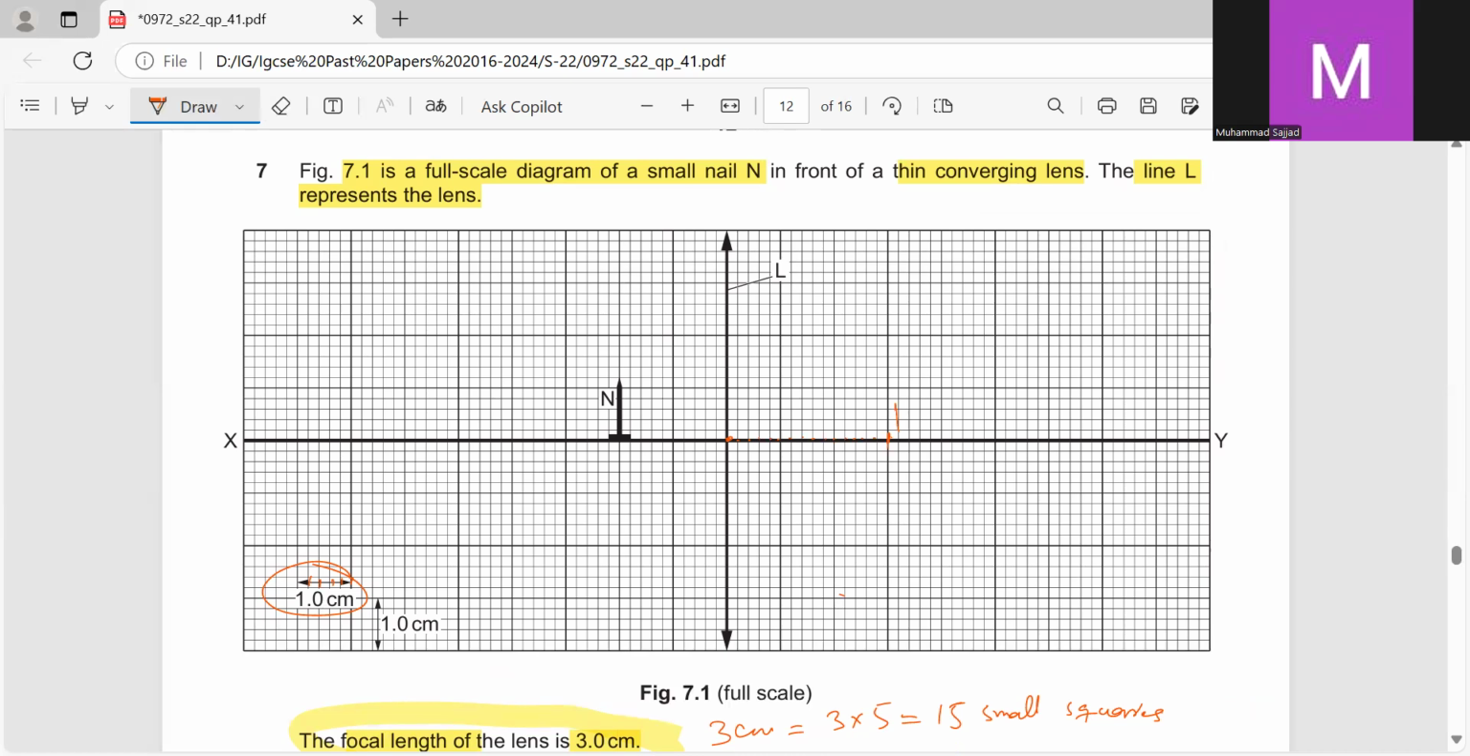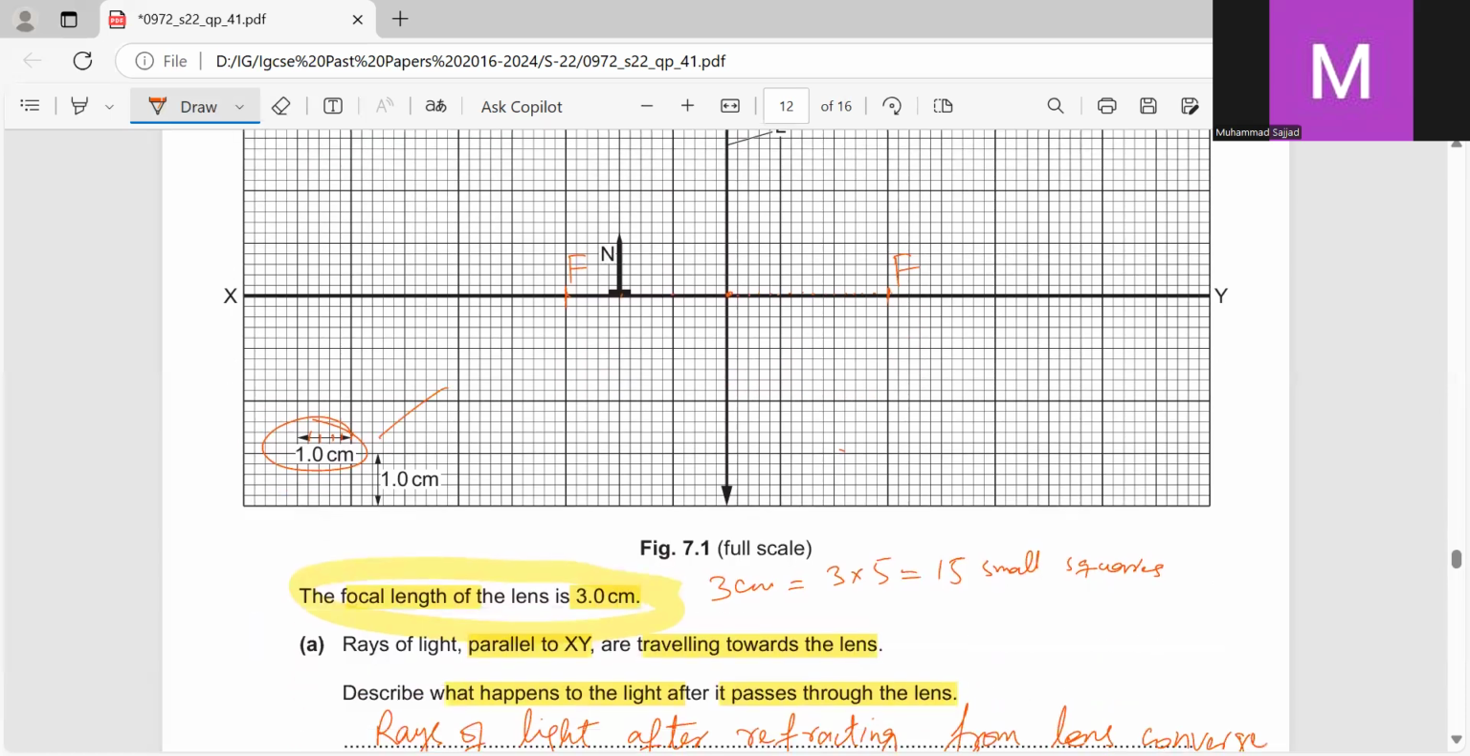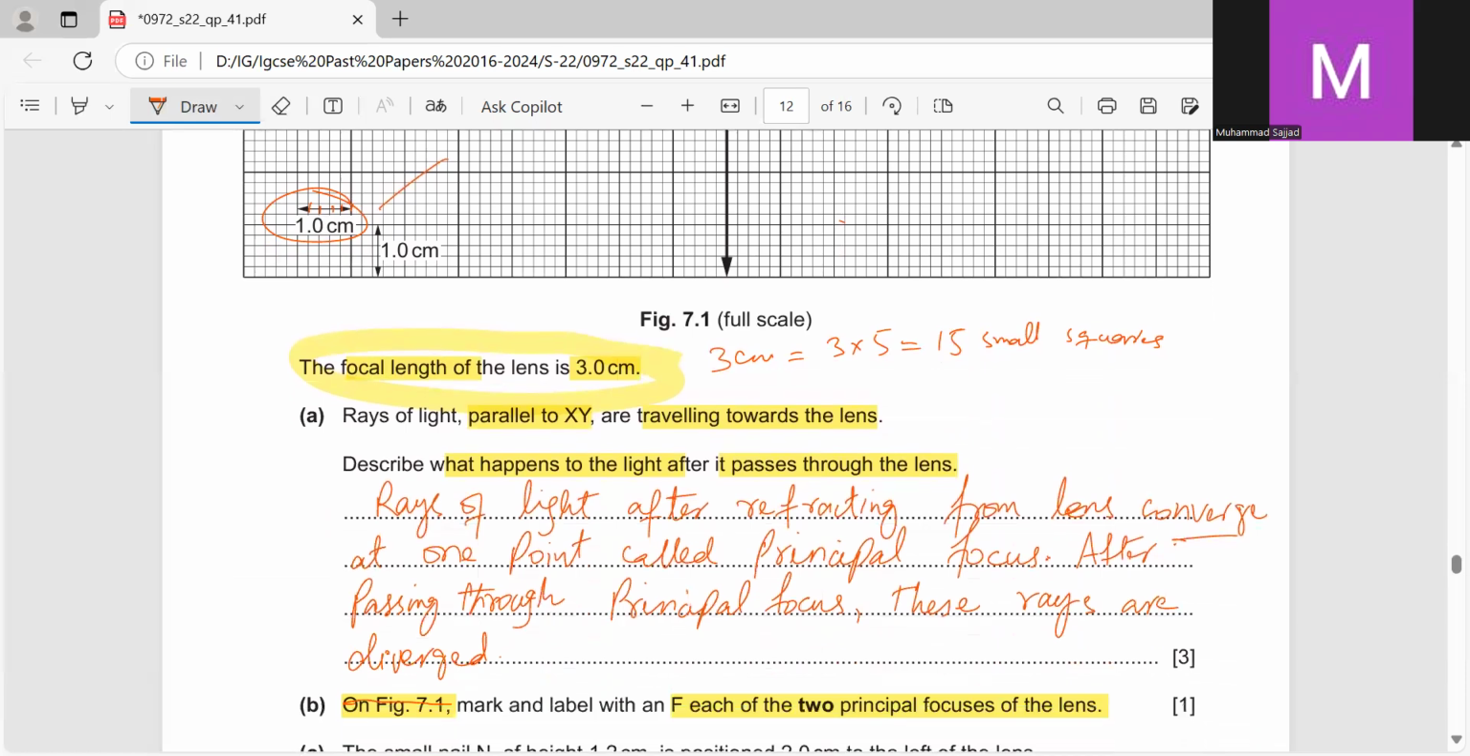So it means one focus here. So 5 plus 5, 10 plus 5, 15. Another focus here. So I have marked the focus by counting 15 boxes from the center of the lens on both sides. 15 small squares.